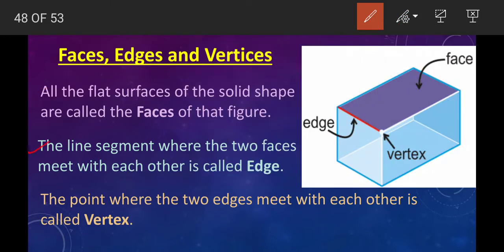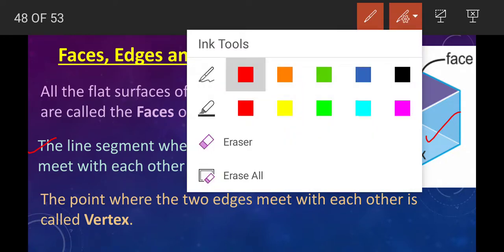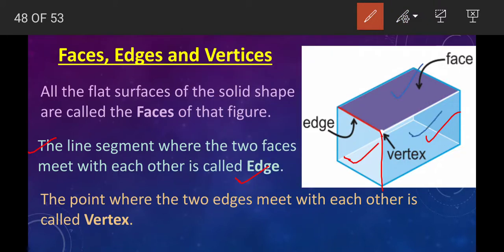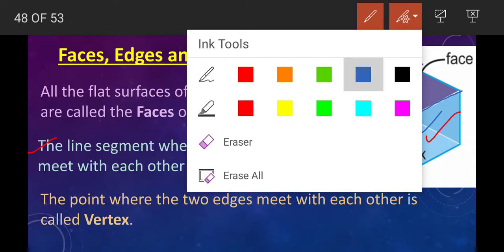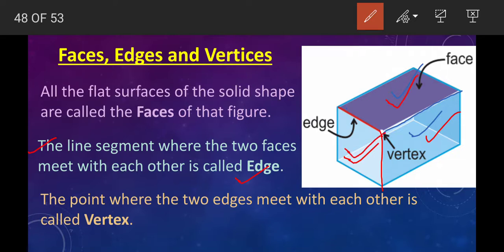Second one, the line segment where two faces meet. Okay, suppose it is one face and it is a second face, they are meeting at this line. This line is known as an edge of this figure. Okay, the meeting line segment of two faces is known as an edge. Okay, suppose you select this face and this one, then the meeting line is this one, so this line is the edge. Okay, if we select this face and this one, this is the meeting line segment, so this is the edge of this figure.